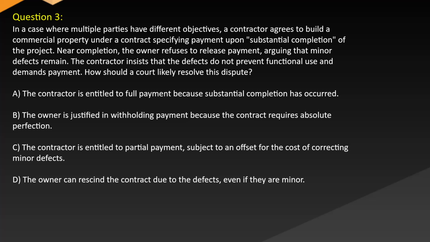A. The contractor is entitled to full payment because substantial completion has occurred. B. The owner is justified in withholding payment because the contract requires absolute perfection. C. The contractor is entitled to partial payment, subject to an offset for the cost of correcting minor defects. D. The owner can rescind the contract due to the defects even if they are minor.